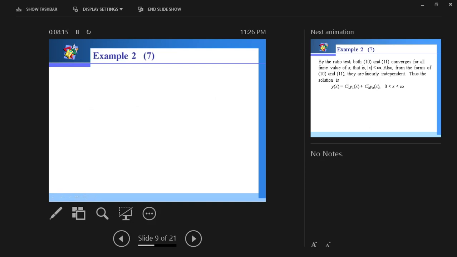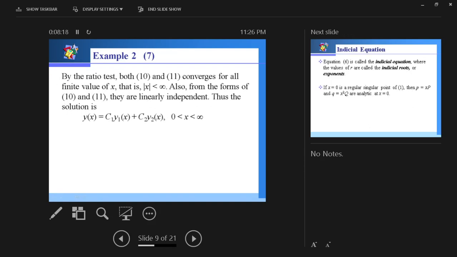By the ratio test, both 10 and 11 converge for all finite values of x, that is |x| less than infinity. Also from the forms of 10 and 11 they are linearly independent. So the solution is y(x) = c_1 y_1(x) + c_2 y_2(x), 0 < x < infinity. So this is the last term we have found.